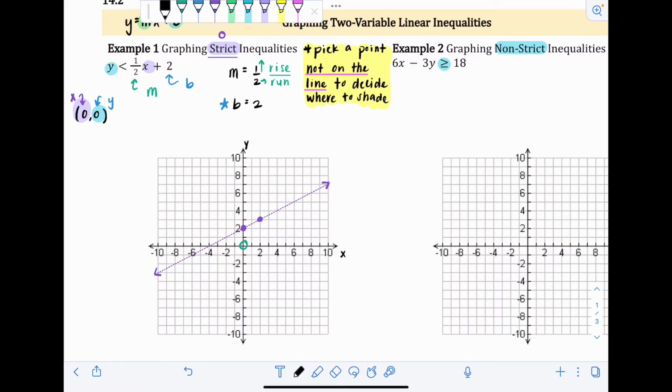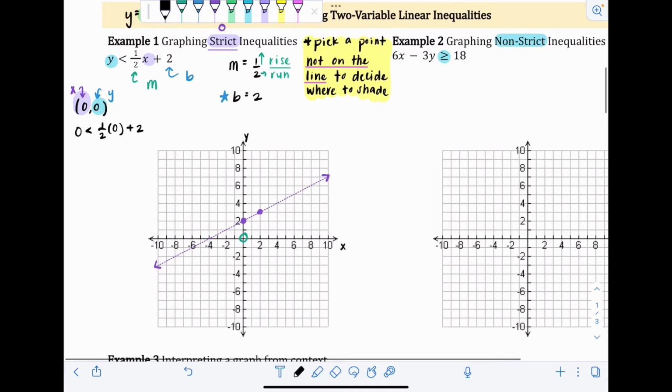So it would be 0 goes in for y, is less than 1/2 times 0 for x, plus 2. And then we want to see if that makes the inequality true or false. So it'll be 0 is less than 1/2 times 0, which is also 0, plus 2, because we multiply before adding. And then we can add 0 plus 2. So this would be 0 is less than 2, which is true. So that means we have to shade the side of the line that included the point that we checked.